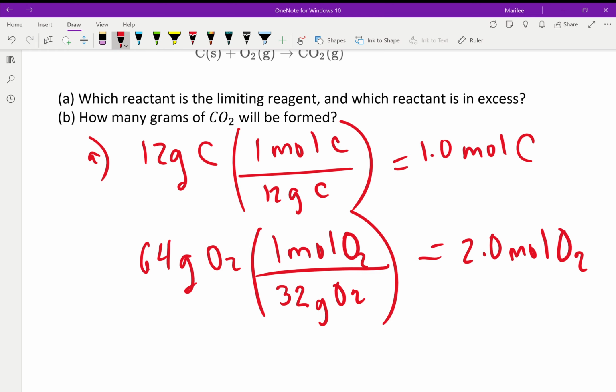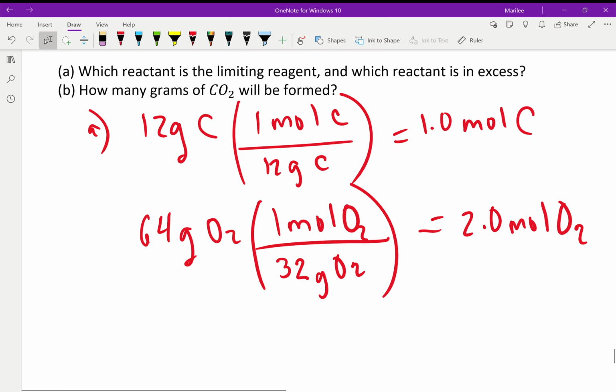The limiting reagent, right, is the smaller value because that will be used up first. So what is the limiting reagent for this example? The limiting reagent is the carbon and the excess is the oxygen. So this is limiting, this is excess.